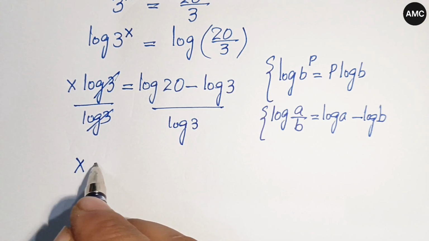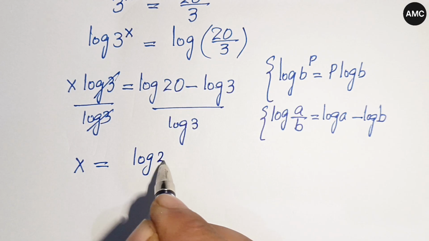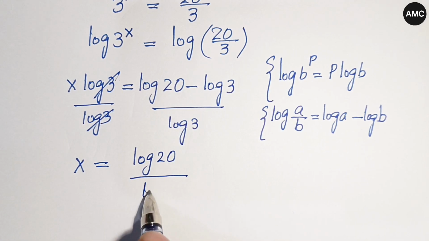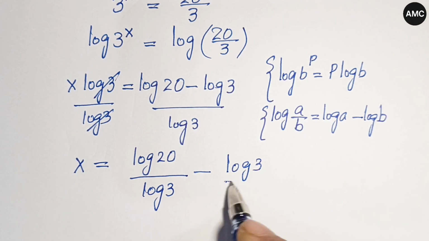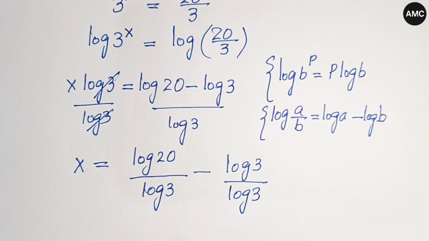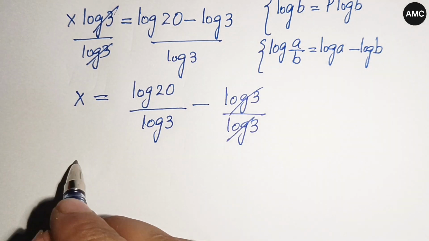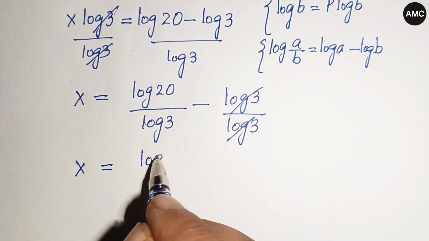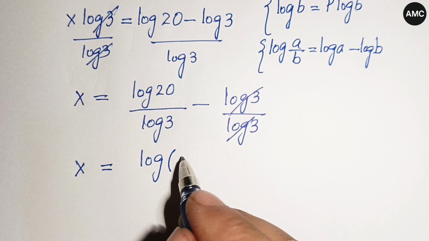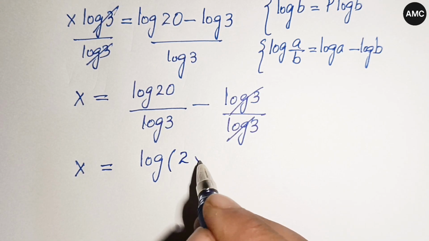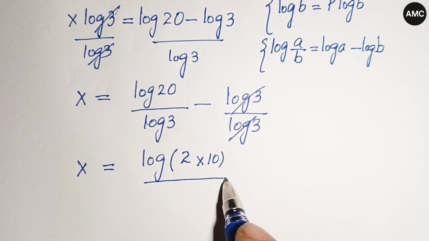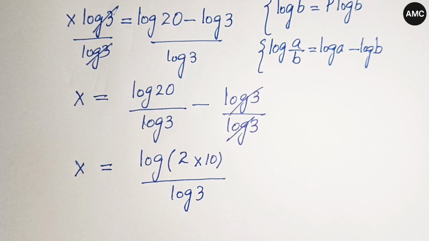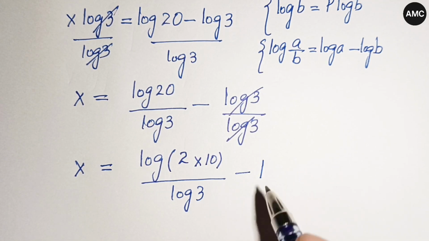We get x is equal to log 20, and this log 3 we write separately, with this denominator under this term. Similarly, minus log 3 over log 3. Here we see that log 3 is cancelled with log 3, we get 1. So x is equal to log 20, which can also be written as 2 multiplied by 10, which is equal to 20, all over log 3, minus 1.